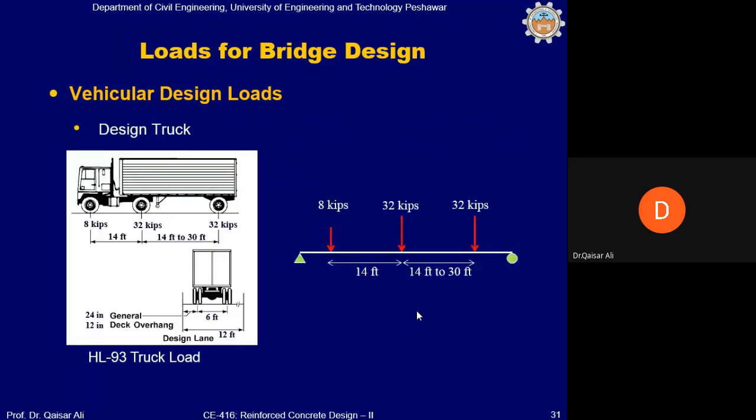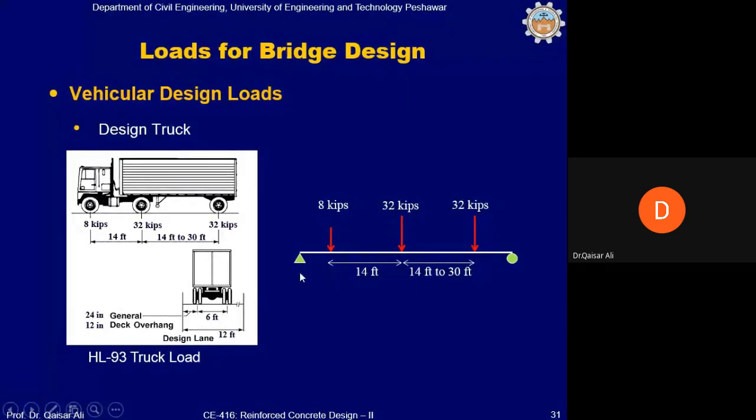The design truck of AASHTO, which is called the HL93 truck load, is shown in this figure on the left. You can see a truck with three axles. The front axle has a load of 8 kip. The middle axle is 32 kip, and the rear axle is 32 kip. The distance between the front axle and the middle axle is fixed, which is 14 feet. But the distance between the middle axle and the rear axle is 14 to 30 feet. It has been kept variable in order to model a short as well as a long truck. The distances between the tires are also shown here.